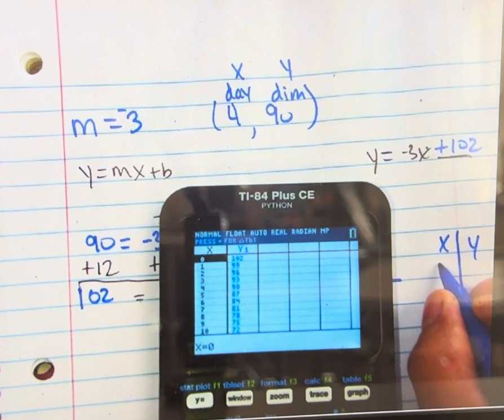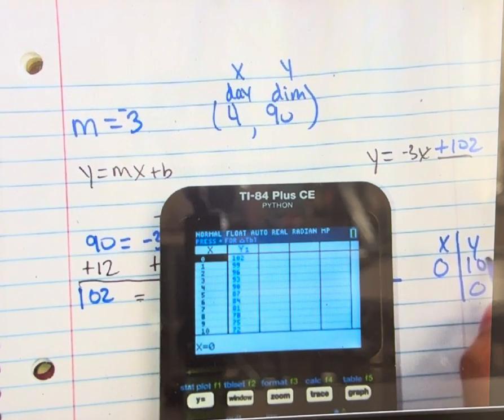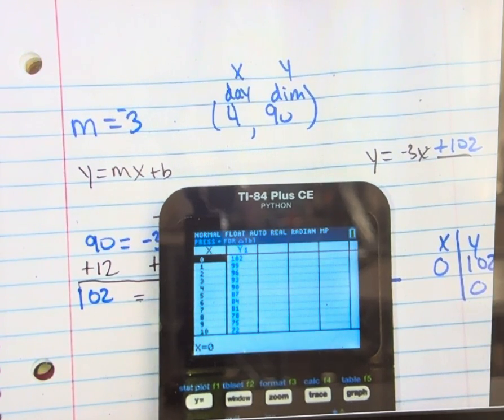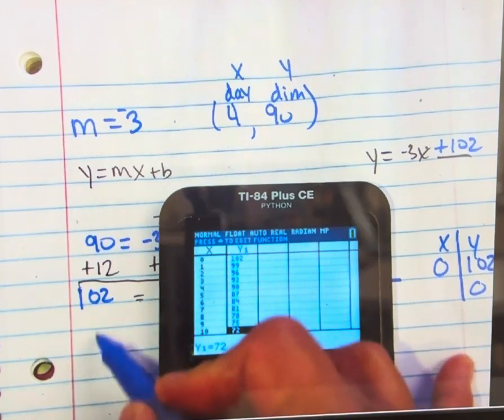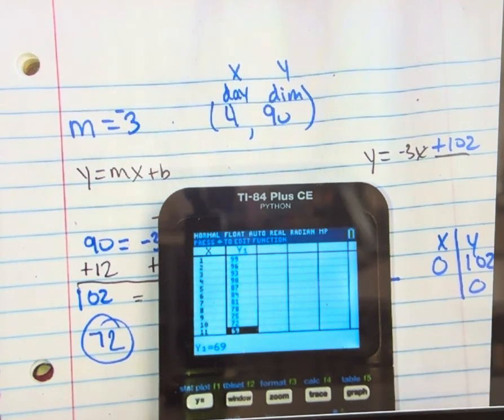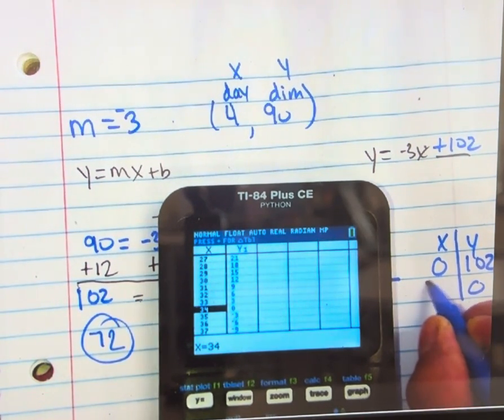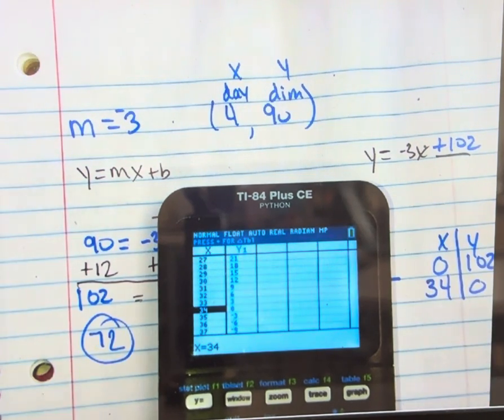You got it? So you got 0 and 0. So 0 and 102. And so the other 0 is your x-intercept. And we need 10 also. So at 10, how many will she have? 72. So that's one of your answers. And then keep toggling until your y value turns to 0. There it goes. And that's when x equals 34.